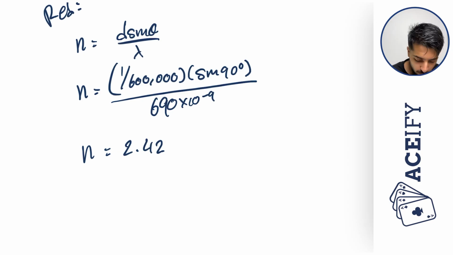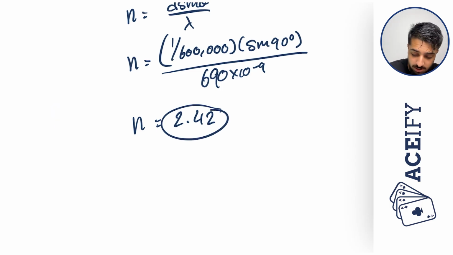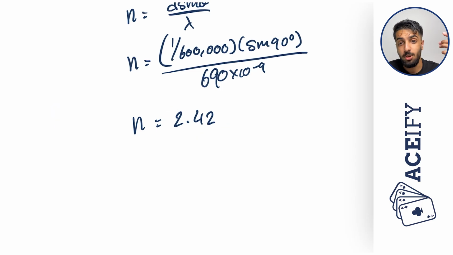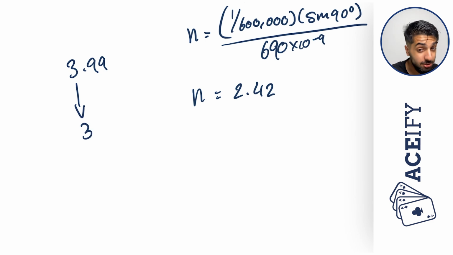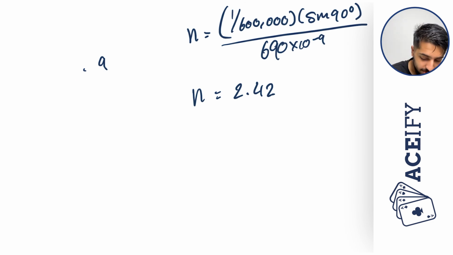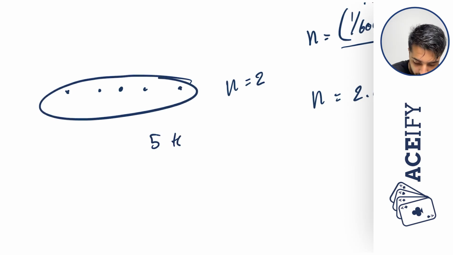Now 2.42, that means our maxima is 2, right? 0.42 means that it's halfway through. And if you get a decimal value like this, you always round down to the nearest whole number. So even if it's like 3.99, you always round down to 3 because it's not quite 4. And so based on that logic, we round down to 2. And so what that means is that we have our central maximum and then 2 orders of maxima on both sides. And so as you can see, we have 5 total for red.